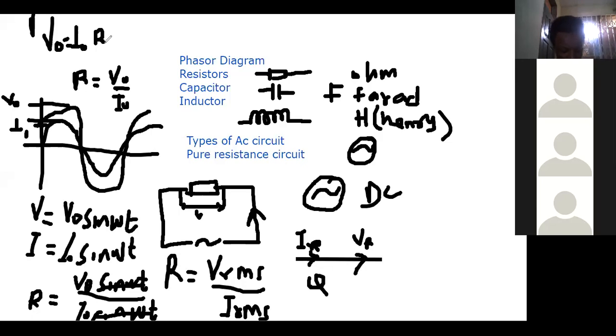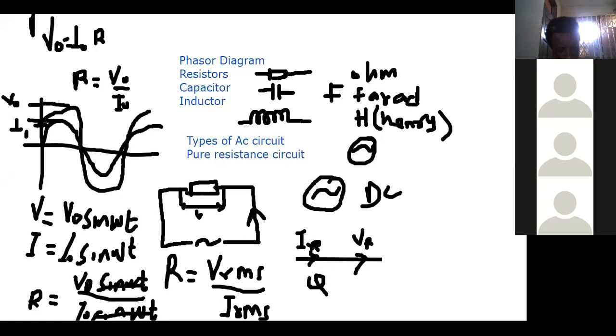Now, if we want to relate them in terms of power, it will still be the same thing we did. Power is equal to current I naught times V naught sine squared omega t. I hope we've done this, Dada. And we've not.